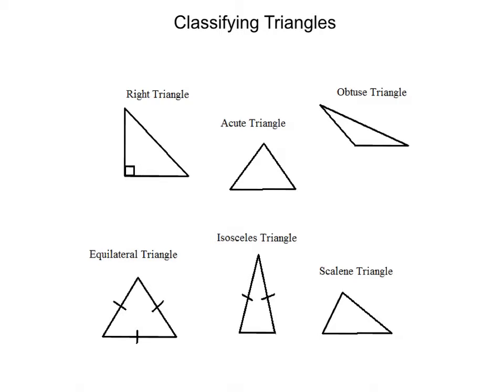So as you can see here, we have the different triangles that we talked about previously: right triangles, acute triangles, and obtuse triangles. All of those are named off of the different angles that the triangles have. And then we also have equilateral, isosceles, and scalene triangles, which are named based on the sides and how many sides are congruent or equal to each other. So that's how we classify our triangles, and now let's look at how we're going to classify quadrilaterals.